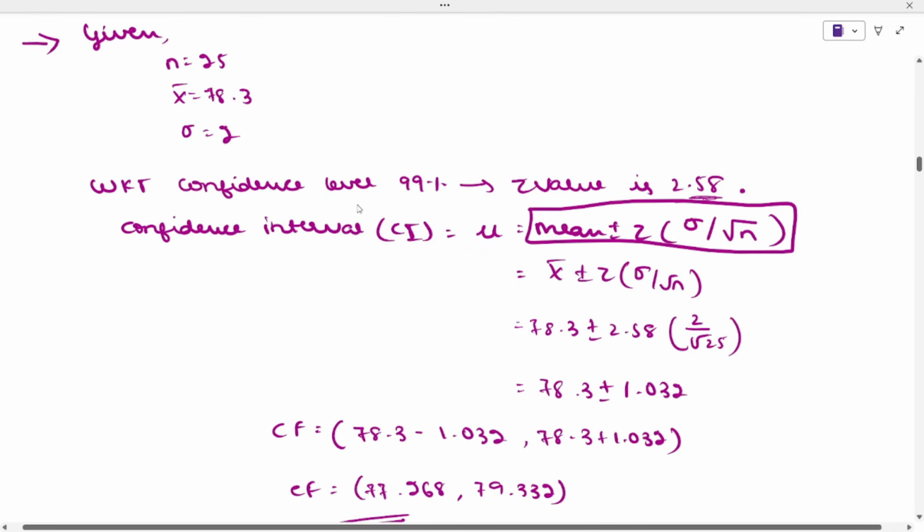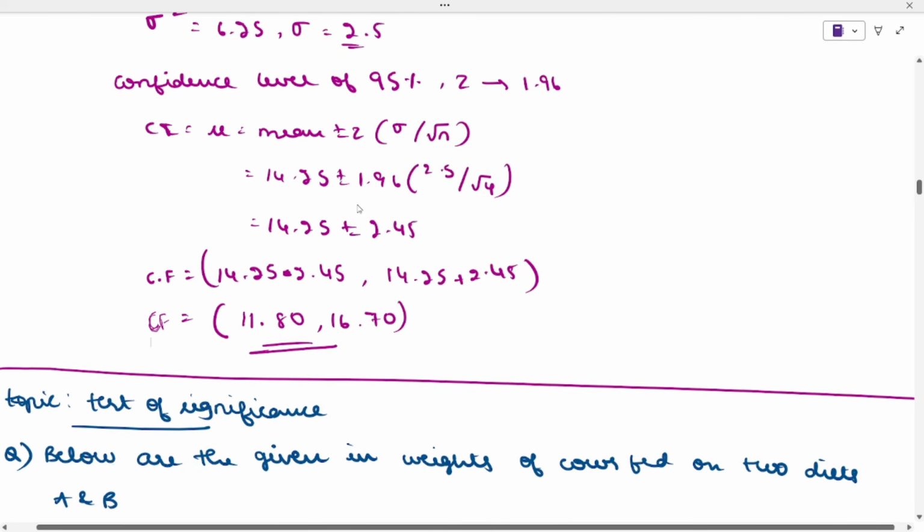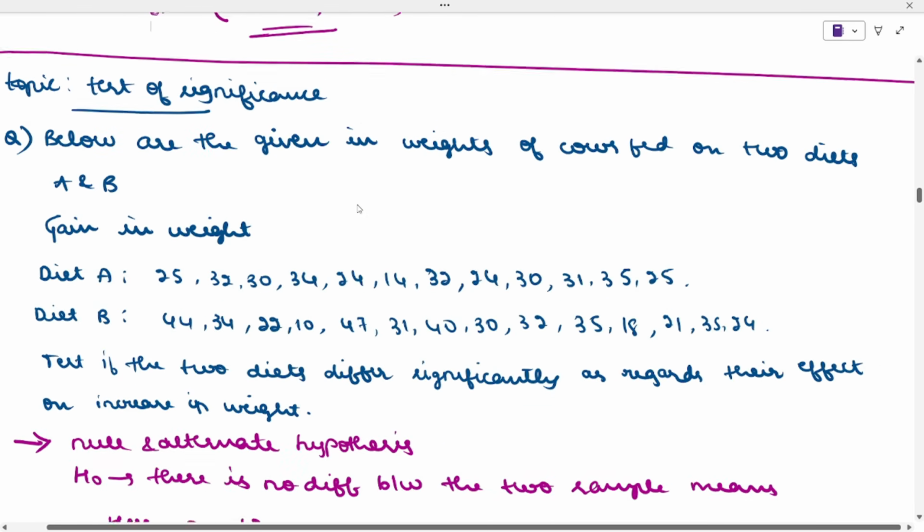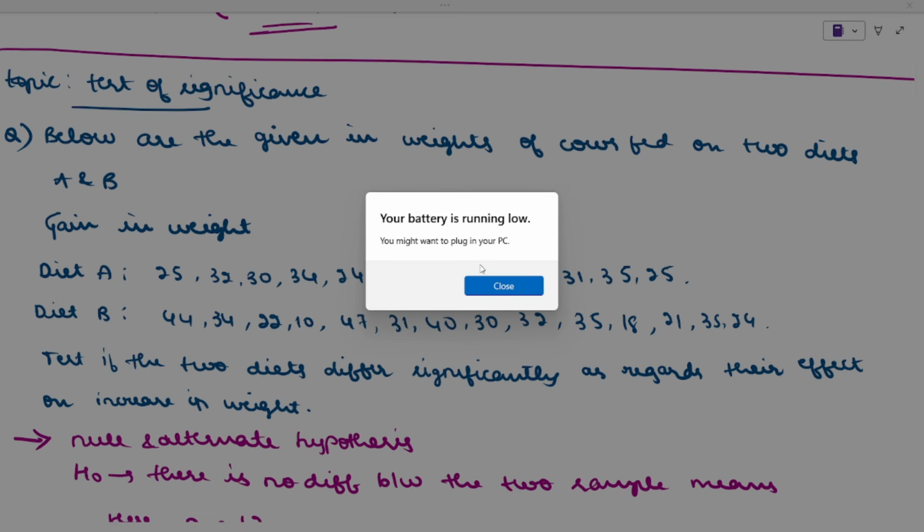Just remember, for 99% it is 2.58, and for 95% it is 1.96. Next comes the most important topic of this module.